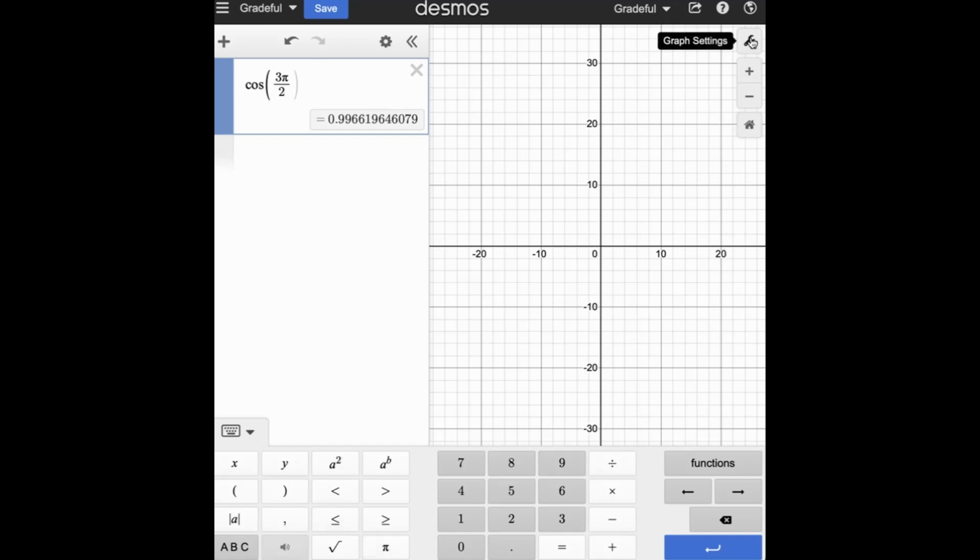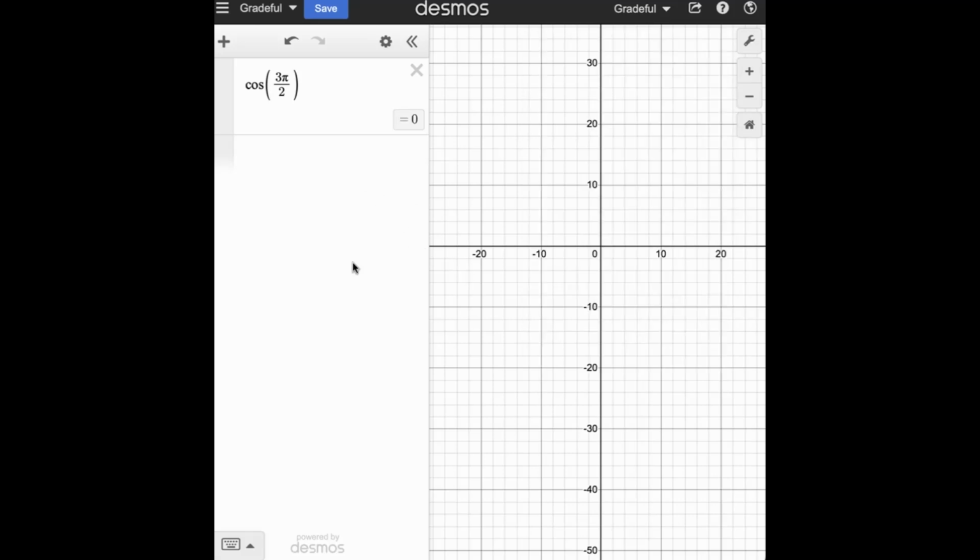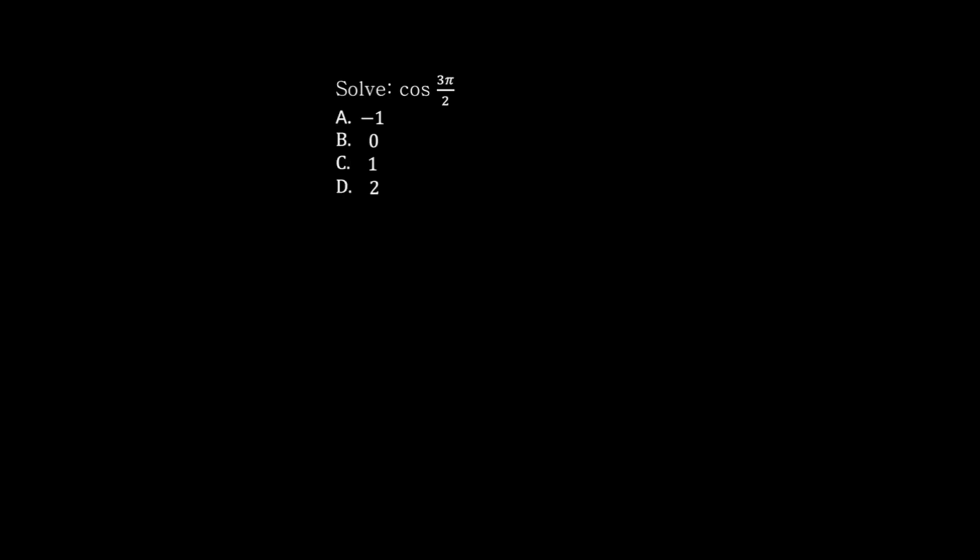If we look at the settings, either on Desmos or on your TI-84, you want to make sure that you're not in degree mode. When I switch this over to radian mode, I'm going to get a whole other answer. And this is the correct answer. The other one was wrong because our question was not in degrees at that moment. It was in radians. So the cosine of 3 pi over 2 is 0. It's that simple for this question. And so the answer for this one would be B. Okay, so now let's go to another example for this.